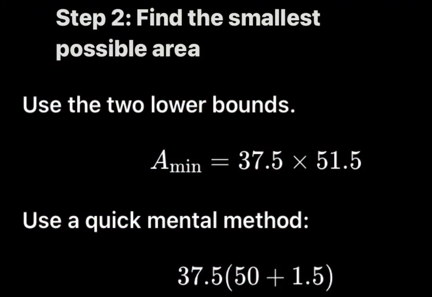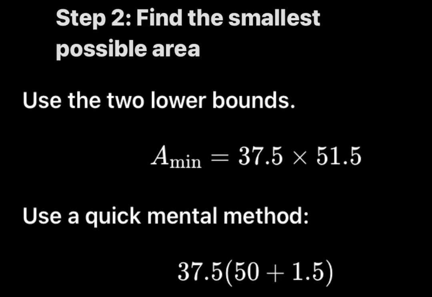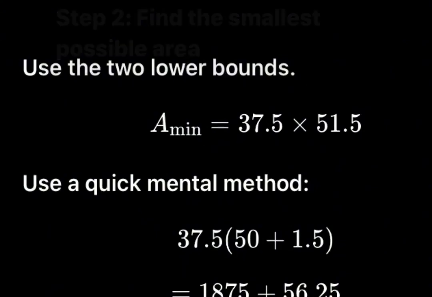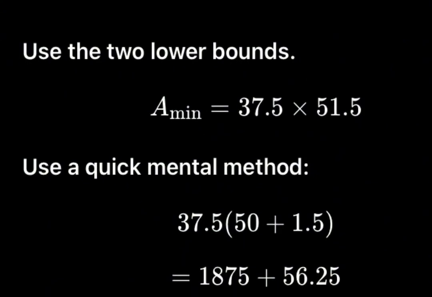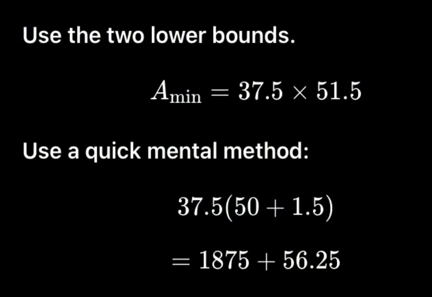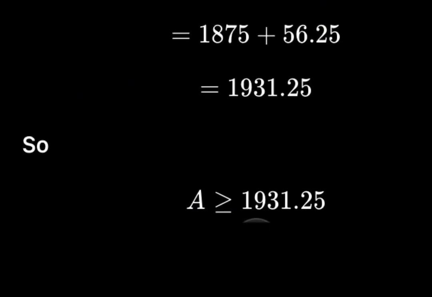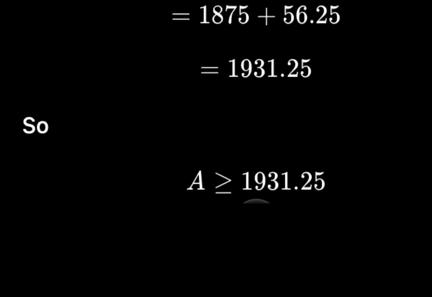Since we have established the bounds, the next step is to find the smallest possible area using the 2 lower bounds. That is, minimum area is equal to 37.5 multiplied by 51.5. That gives us 1931.25. Now what this means is that the smallest possible area is 1931.25. Put the other way, it means that the area will be greater than or equal to 1931.25 because that value is the least possible area we can get. Please take note of that.